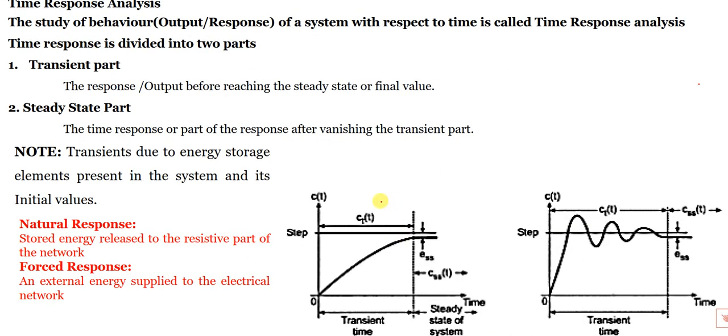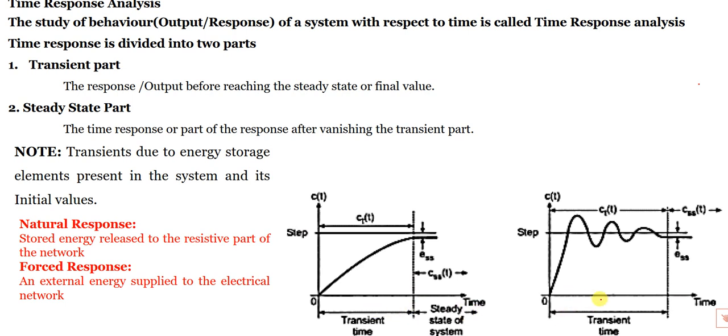If you take a simple RLC circuit and give a step input, how does the output change? The x-axis is time, and C(t) is the output. For a step input, the output will not immediately reach the steady state value. This is the steady state value, and this is the transient time. So the period from 0 to this point is the transient time. After that, the system will reach steady state, which is called the steady state time. The duration from 0 to when it reaches steady state is called the transient time.